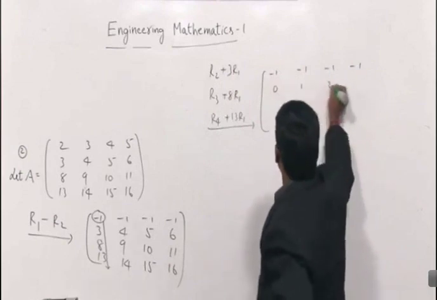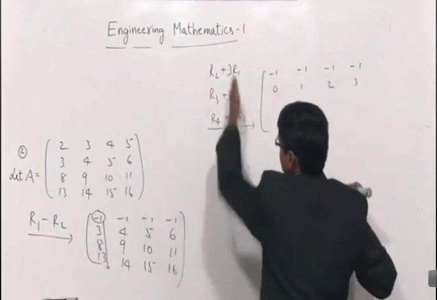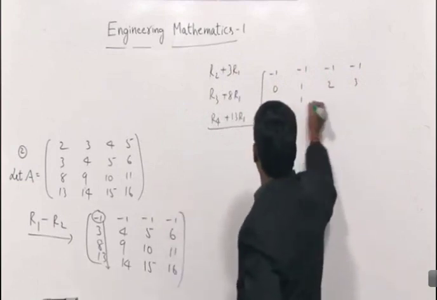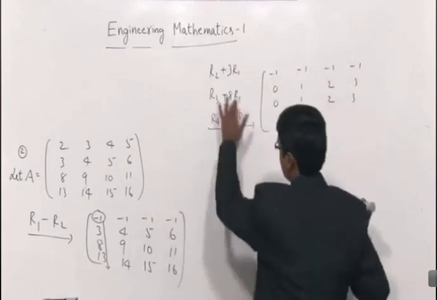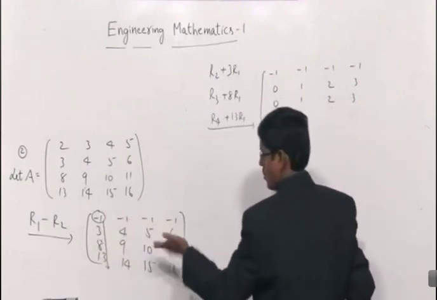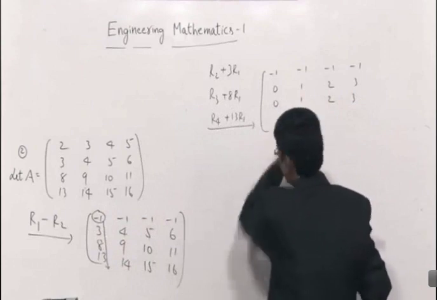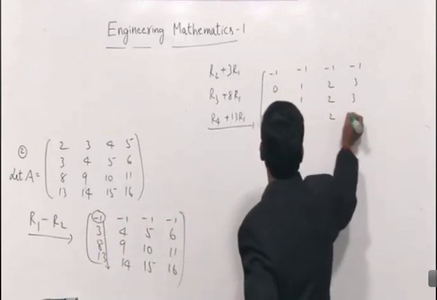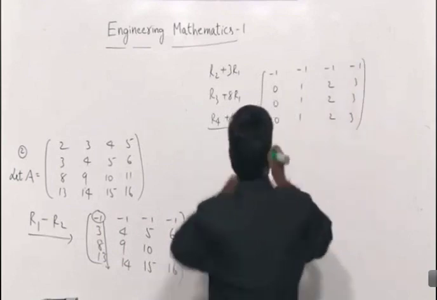0, 1, 2, 3. Count this using this operation, that means calculate. 0, 1, 2, 3. 8R1, R3: 8 plus 8 into -1 is 0. 9 plus 8 into -1 is 1. 10 plus 8 into -1 is 2. 11 plus 8 into -1 is 3. Similarly, here also you will be getting 0, 1, 2, 3. Step 1, row 1 over.